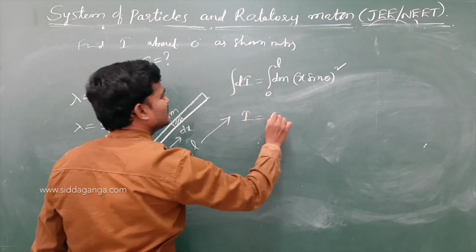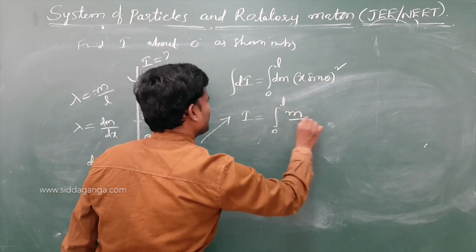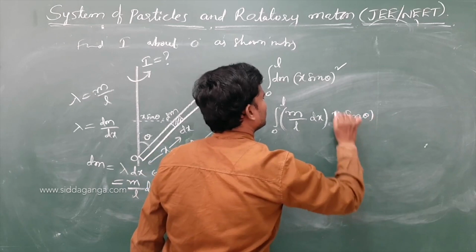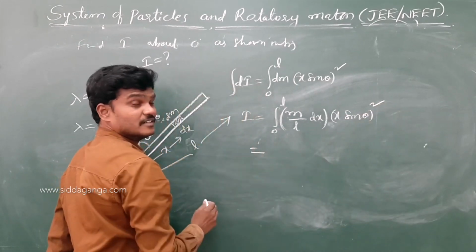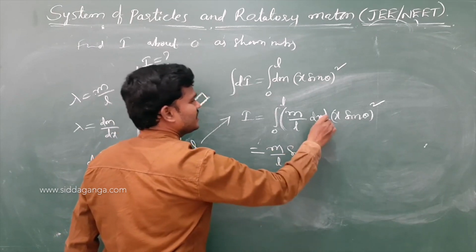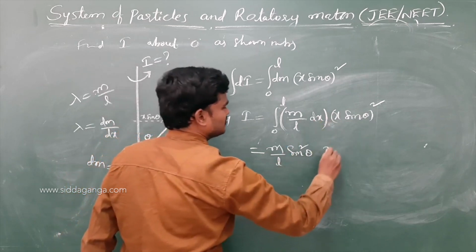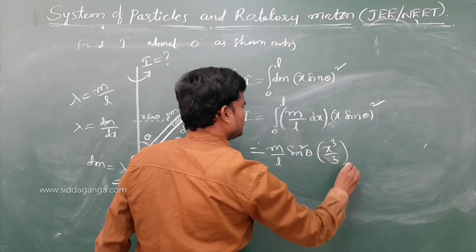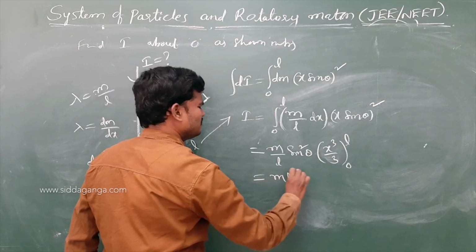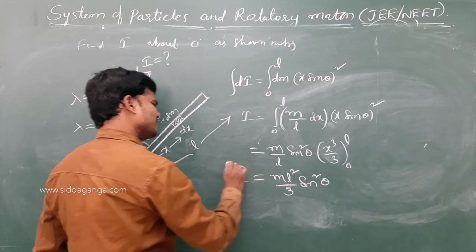This is I. So 0 to L, dm is m by L dx, and x sin theta whole square. Sin theta is a constant, so m by L, sin square theta comes out, and x square dx means x cube by 3, 0 to L. So L cube by 3, one L gets cancelled: m L square by 3 sin square theta. Of course, we can expect this answer directly.